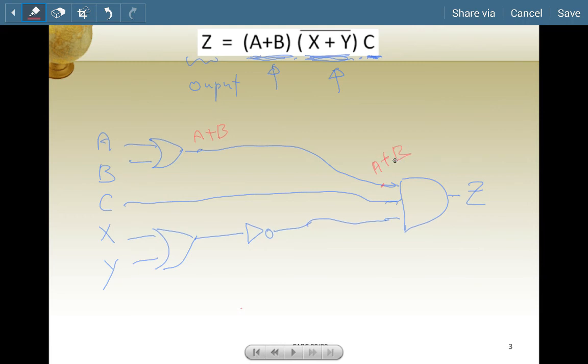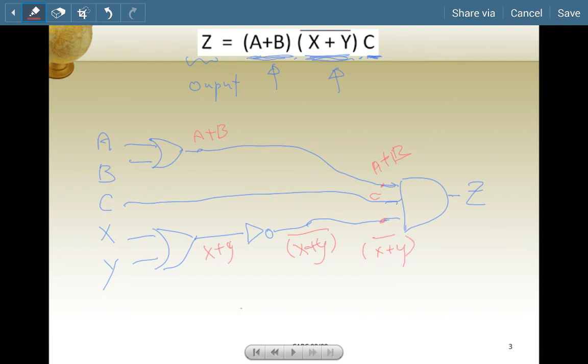I'm not changing anything. This is my A plus B. And C, nothing changed, so I'm just copying it down. Here, X and Y go through an OR gate, so that becomes your X plus Y. Then you need to go through an inverter, so you invert the entire thing. So therefore here will be X plus Y inverted. No change from here to here.